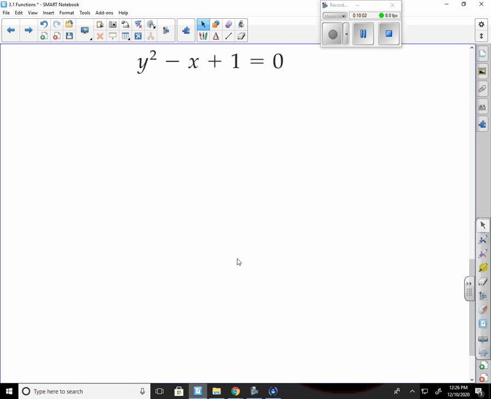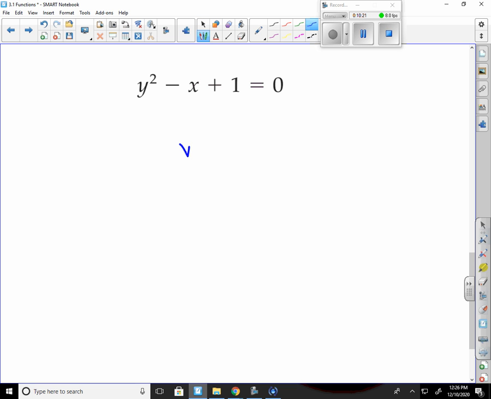All right, let's try to do the next one, where it's y squared minus x plus 1 equals 0. So in order to do this one, I'm following the same policy. I want to get y by itself. So I'm going to add x over and subtract 1 over to the other side. It's going to be y squared equals x minus 1. And I take the square root.